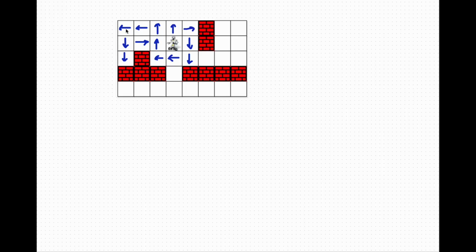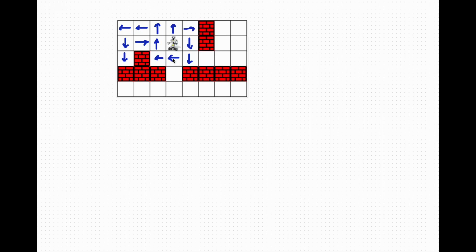We try to backtrack. All the 4 directions are already visited. So we again backtrack. Again all 4 are visited. So we backtrack here. So 4 are visited. So we backtrack. These 4 are also visited. We backtrack. These 4 are not possible to visit, so we backtrack.